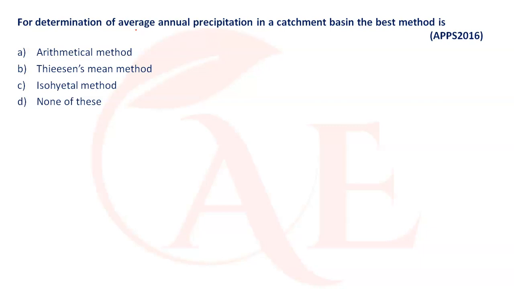For determination of average annual precipitation in a catchment basin, the best method is. So these are the 3 methods used for the determination of annual precipitation. In the 3 methods, we want to find the best method. The best method is the isohyetal method. So the isohyetal method is the method of lines joining points of equal rainfall.